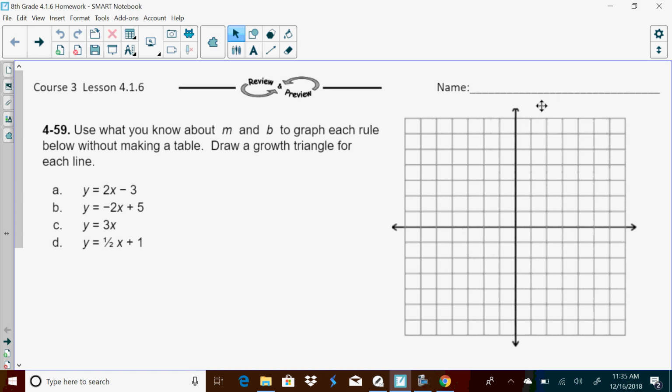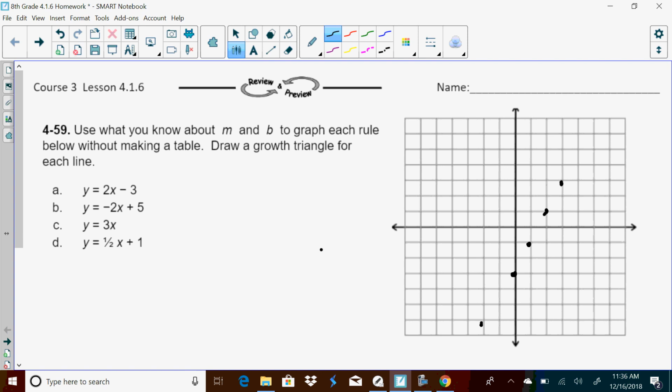Okay, here are the homework answers for 416. Usually you know about M and B to graph each rule. I'm going to actually do them in different colors to show the different graphs. So for A, first thing is it's y equals 2x minus 3. So I know that it's going to start at negative 3 and then grow as 2. So I go up 2 over 1.